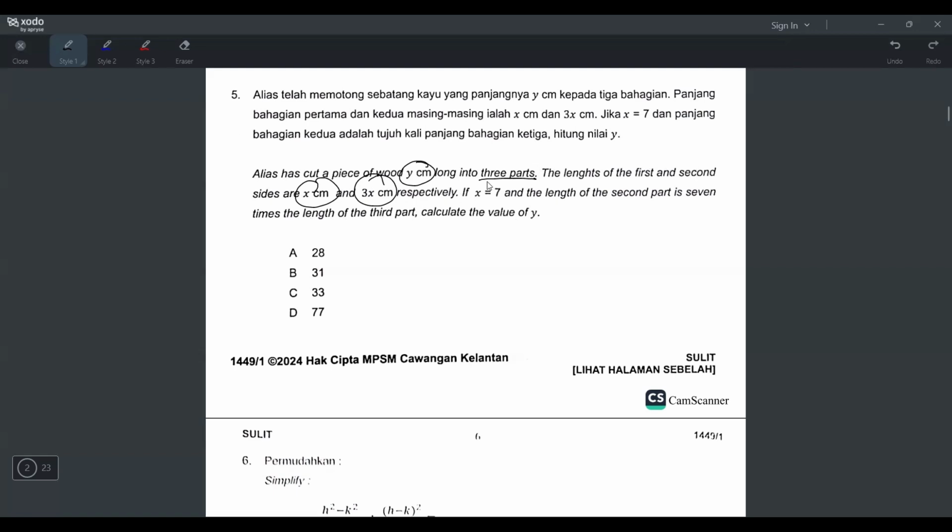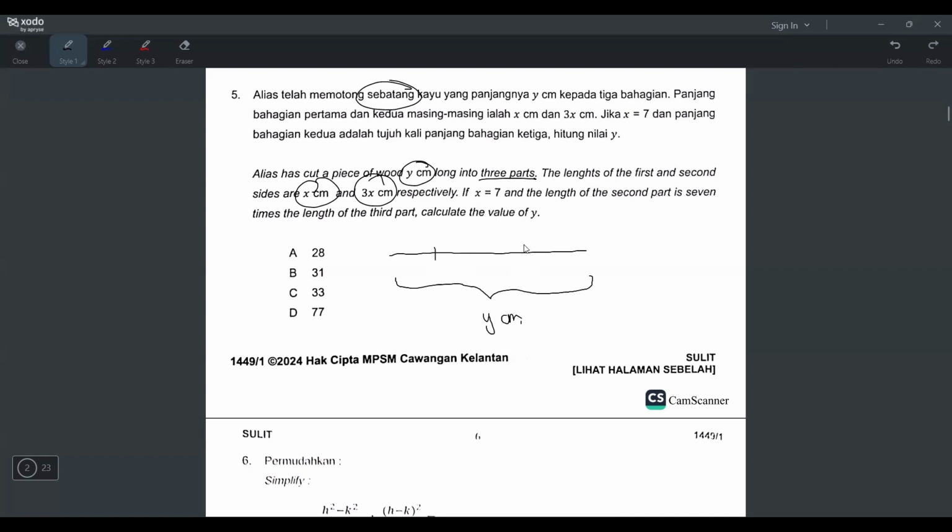Okay, I think I have to draw it out because if I don't draw it out, it's very hard to imagine, right? Because there's so much information. So let's draw a piece of wood. It's a batang, right? So let's draw a batang, okay? So this is like a piece of wood. And the piece of wood is y cm long. So the panjang for the whole thing is y cm. And it's cut into 3 parts. And I guess the length of the 3 parts is not the same, right?